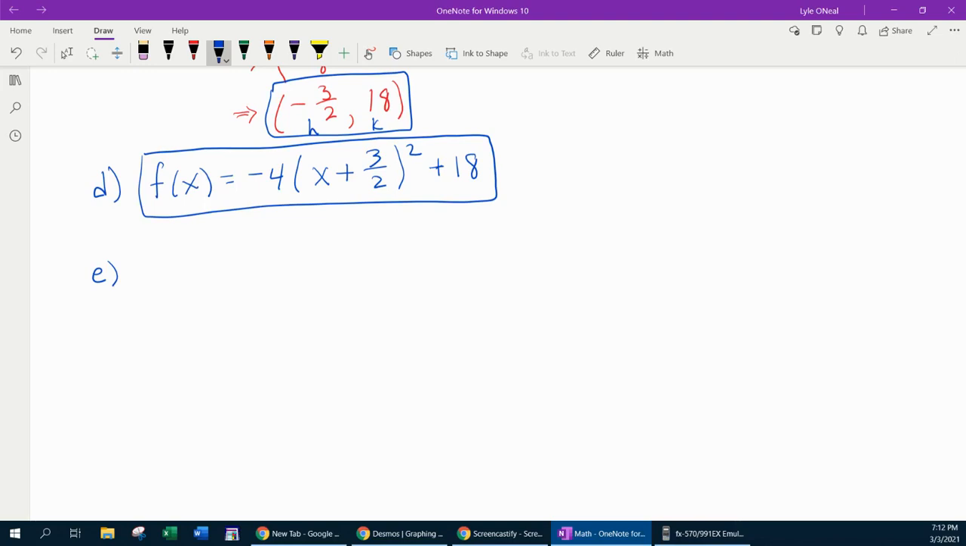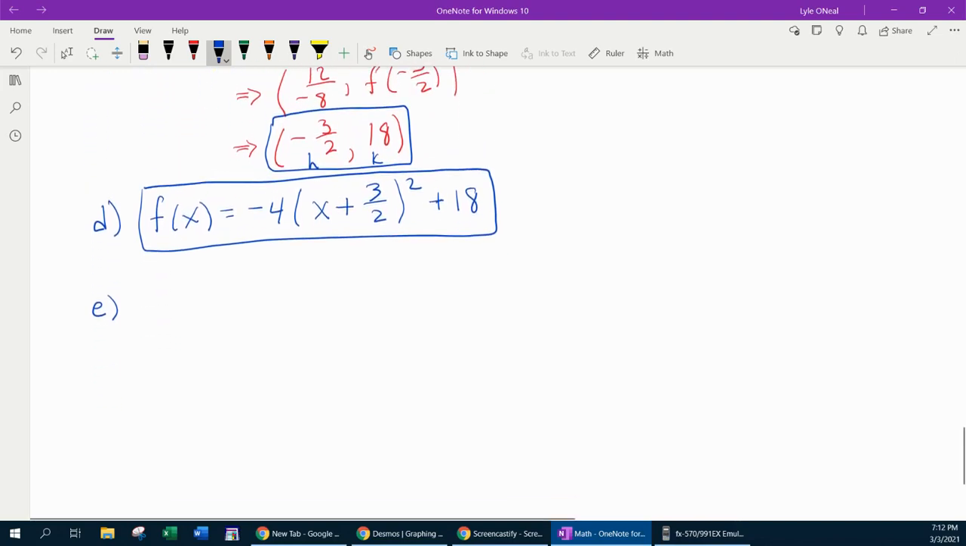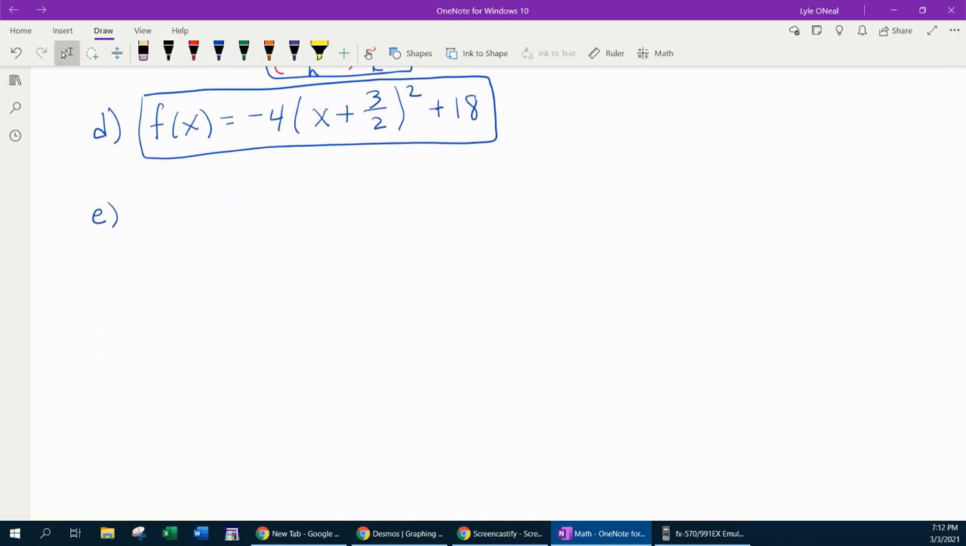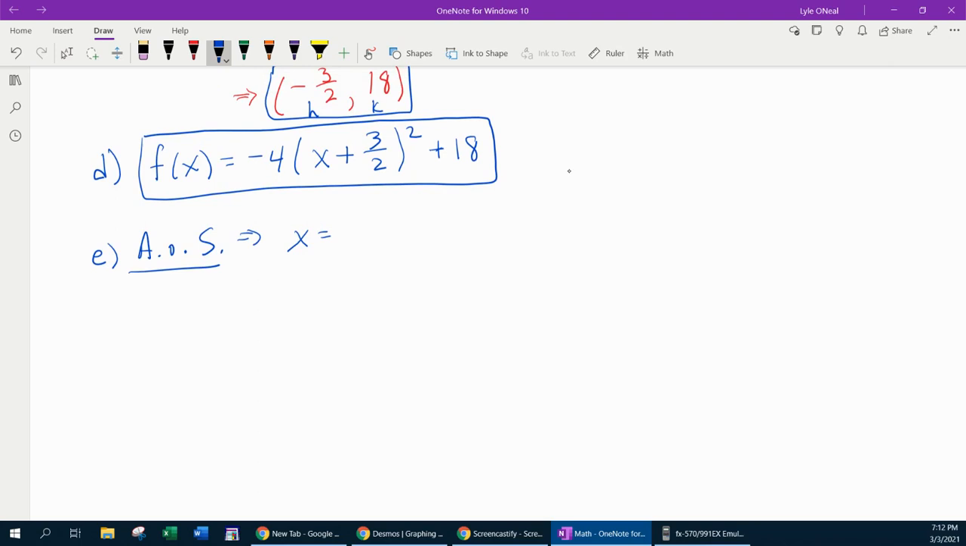Next, part E. We've got the vertex, we've got the vertex form. What should we find next? How about axis of symmetry? Remember, the axis of symmetry is always x equals the x-coordinate of the vertex, which is negative 3/2.